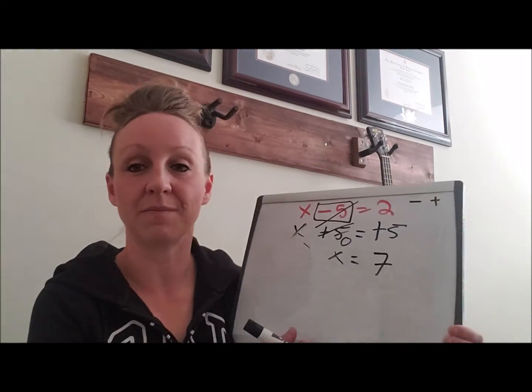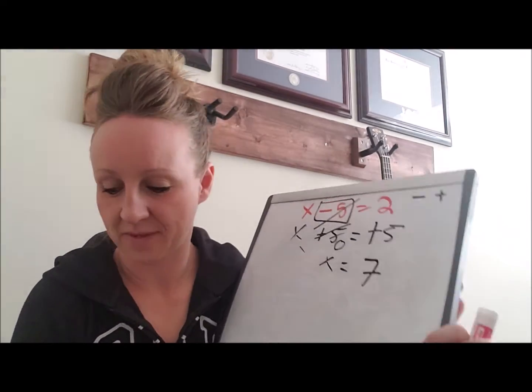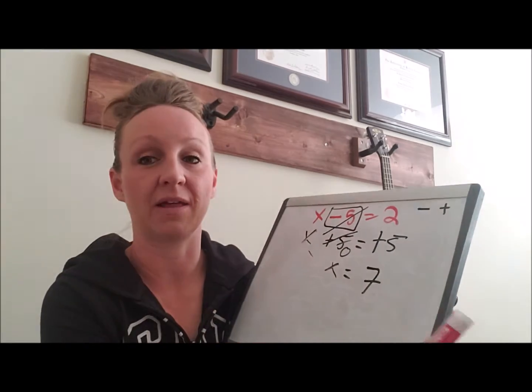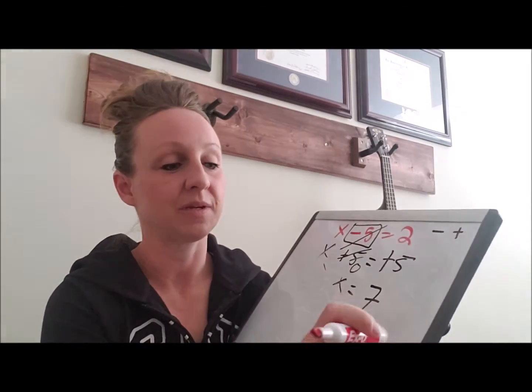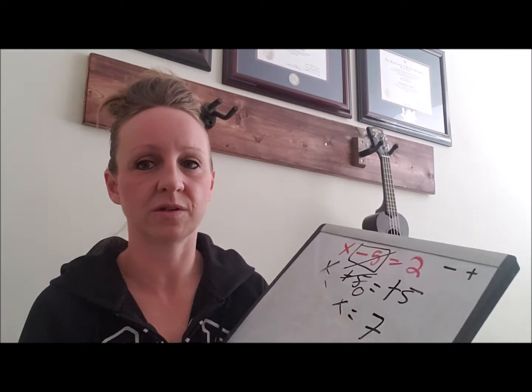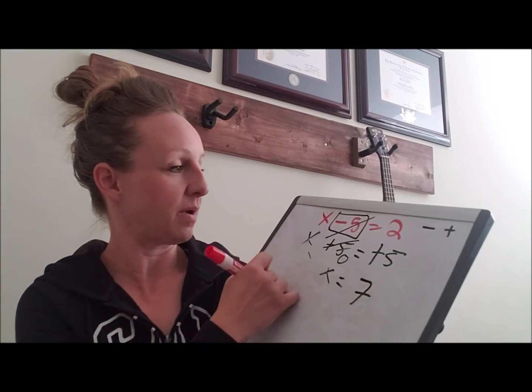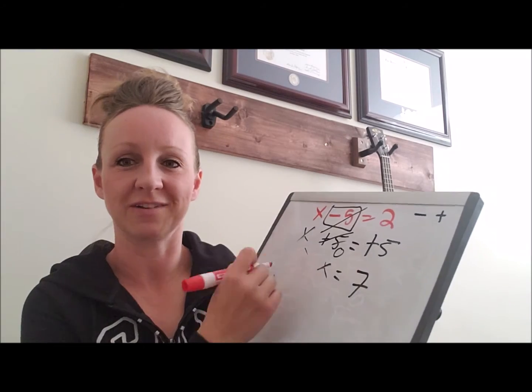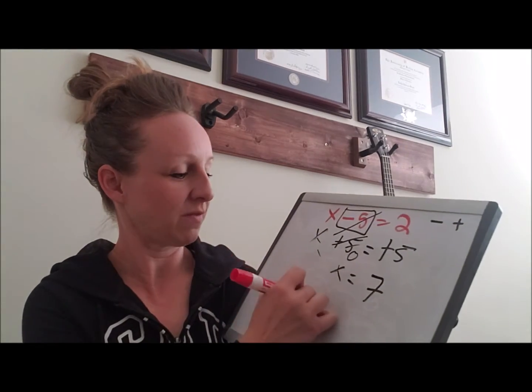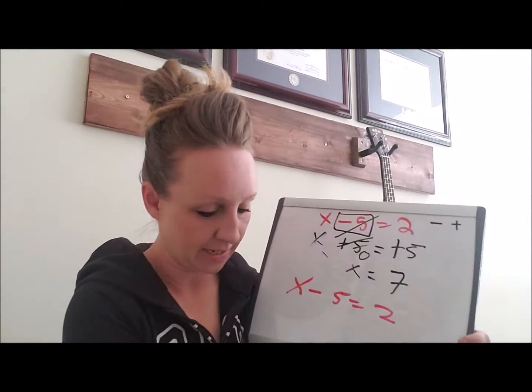And as much as I don't love math, I do love this part of math, being able to check my answer. Because sometimes you do math and you can't always necessarily check unless you've got a ruler or a protractor or something. So x minus 5 equals 2, in this case.